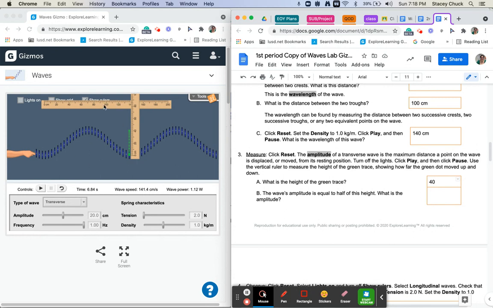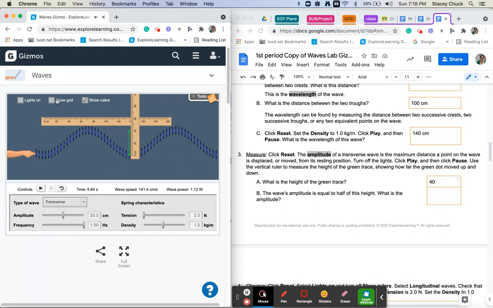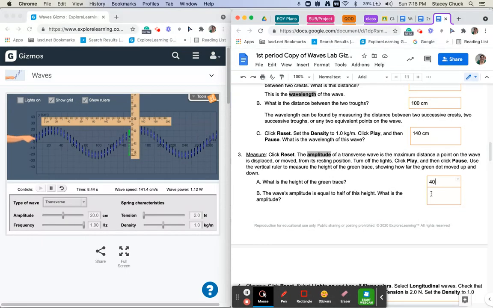If we were to put the grid on, the line here is showing the middle. So when my wave is not moving, it's laying on this line here. Notice I haven't moved the ruler, and it shows that 20 centimeters is the middle there. Then when I hit play, the wave moves up and down past that central line. And the amplitude would be read as 20 centimeters.